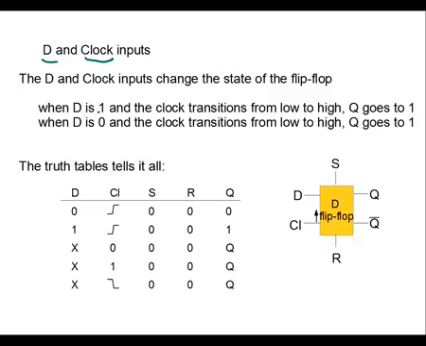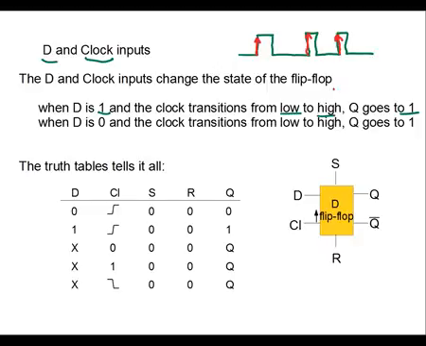When D is 1, is high, and the clock transitions from a low to a high, Q is going to go to 1. Now, what do we mean from a low to a high? The clock is generally a periodic function. It need not be symmetric, but it looks something like this. And so when we say we're going to transition, the transition from low to high is at this time. This is low to high, low to high, low to high.